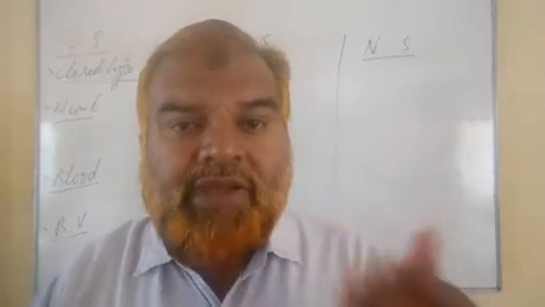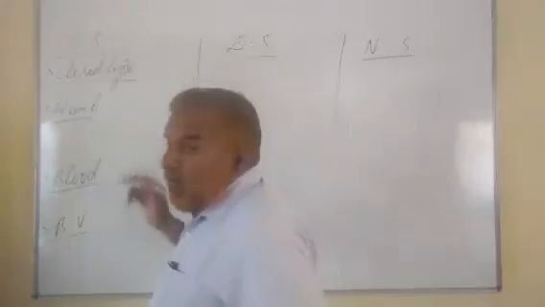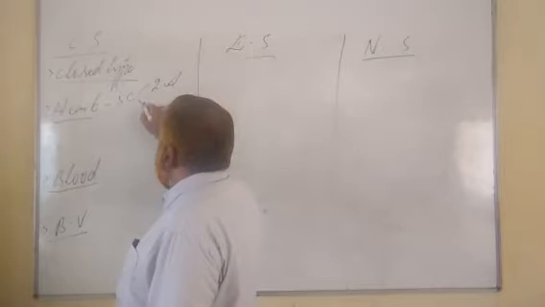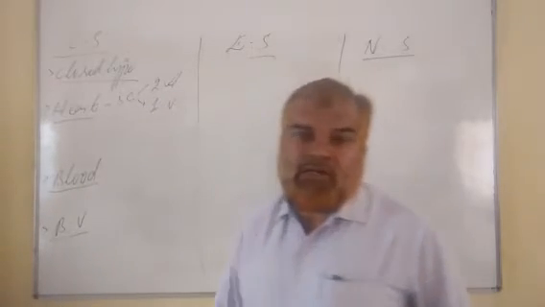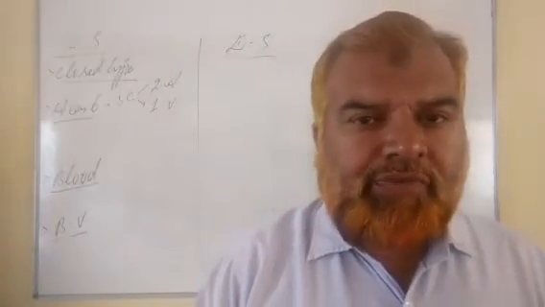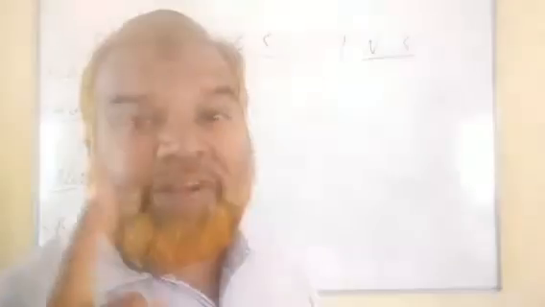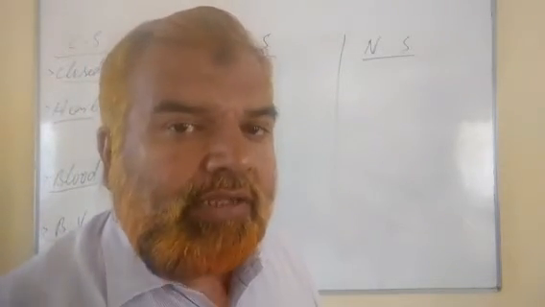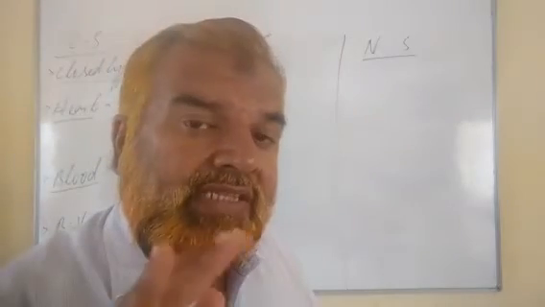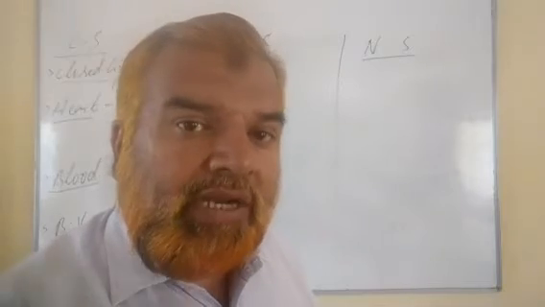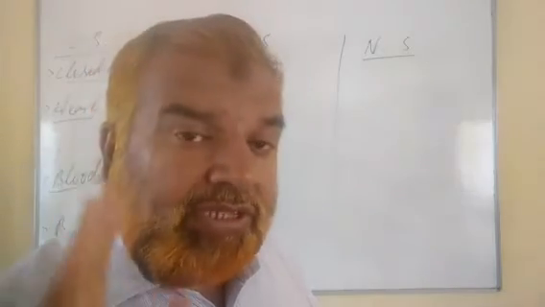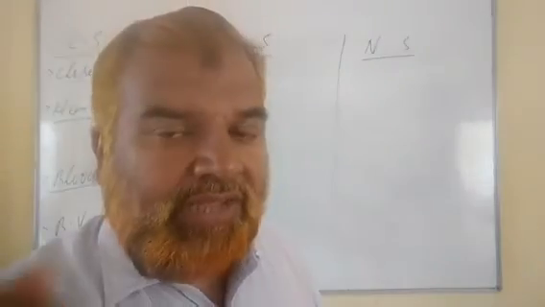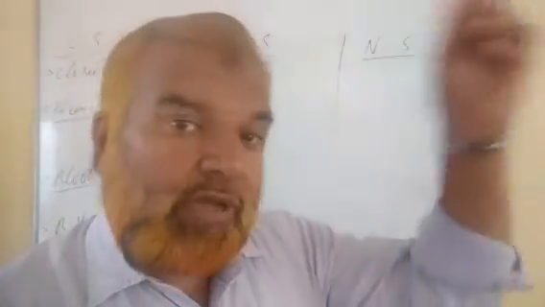Clear? When we talk about heart, the heart of the frog has three chambers. Out of these three chambers, two are auricles and one is ventricle. The right auricle receives deoxygenated blood, whereas the left auricle receives oxygenated blood from lungs. This oxygenated blood enters into ventricle through the auriculoventricular aperture. Then from ventricle it is pumped to all parts of the body.